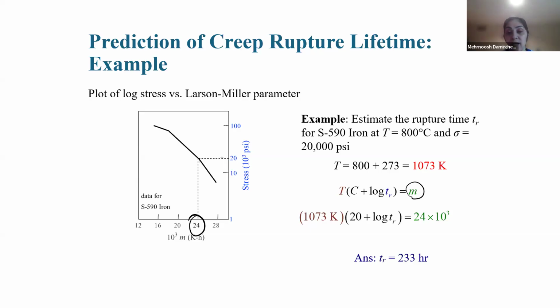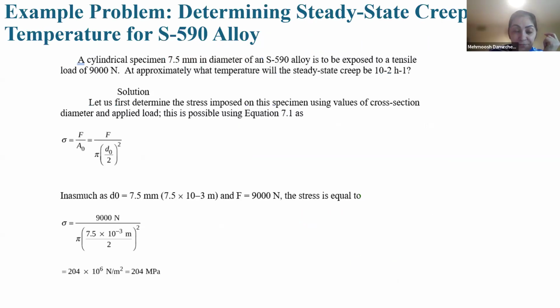Substitute here and find T_R as 233 hours. Okay, mathematically, the unit of this M should be Kelvin, but particularly in graphs and charts, it is often labeled as Kelvin hours, or KH, to emphasize that this parameter combines both temperature and time effects.